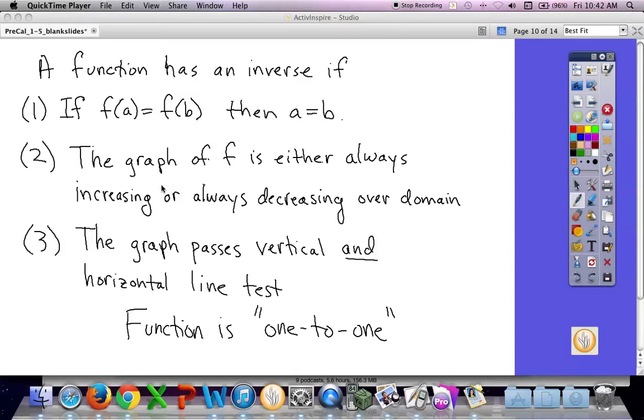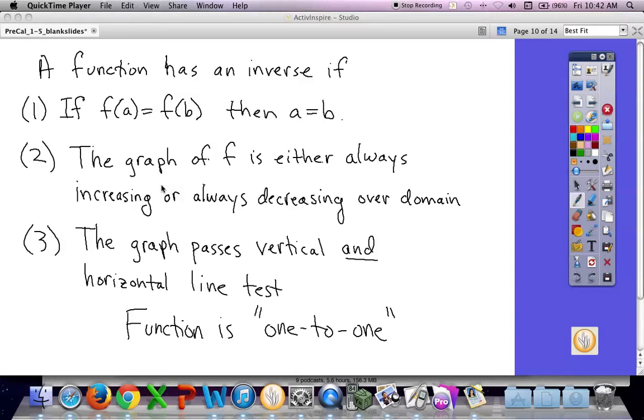The first one is, if you assume that f of a equals f of b, for example, f of negative 2 equals f of 2, then you must be able to prove that that means that negative 2 equals 2. And that's not true in that case. I'll show you one like that, what they mean by that. But it's not the way you have to show that a function has an inverse.